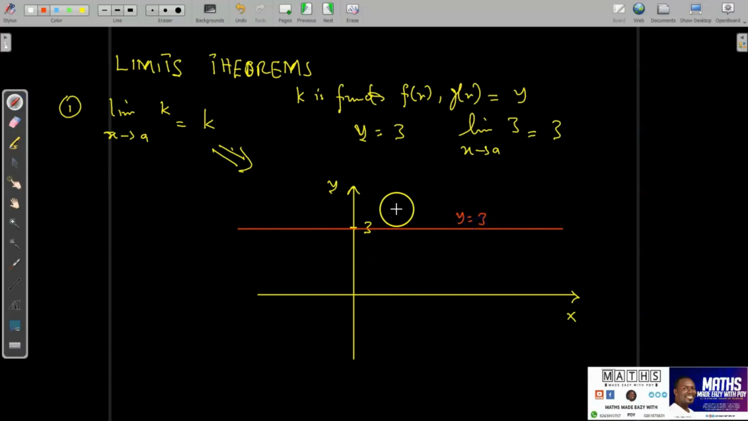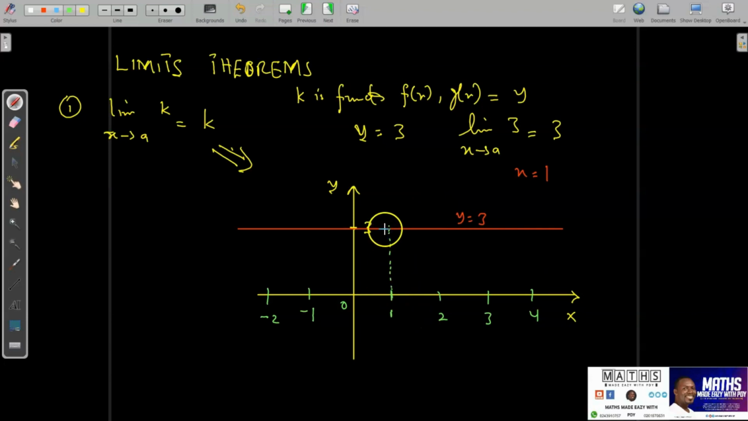Now we said the limit of 3 as x approaches any number. And these are the x values. So let's take it that when x is equal to 1, graphically, 1 can be here, 2 can be here, 3 can be here, 4 can be here, 0 is here, -1 is here, -2 is there. So if x approaches 1 and it is here, if you trace it towards the graph, what number does it hit?